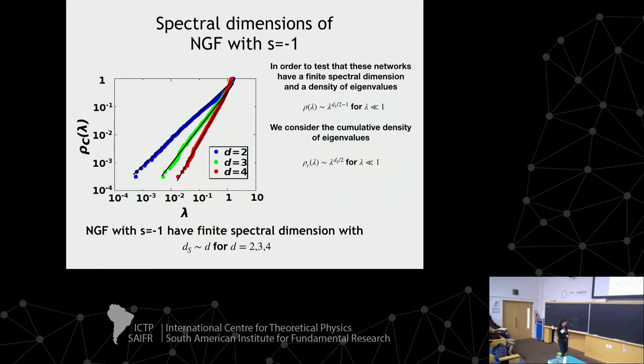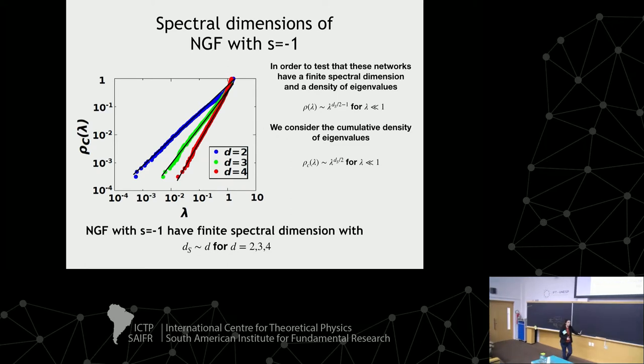And we look at the cumulative distribution of the eigenvalues, which follows this scaling exponent, from which we can measure the spectral dimension. So the spectral dimension scales more or less like D, at least for dimensions D equal to 2, 3, and 4. For higher dimensions, there are some deviations. So these are like lattices. In lattices, the spectral dimension is the dimension of the lattice. So from this perspective, we can say that the diffusion is like in a lattice.